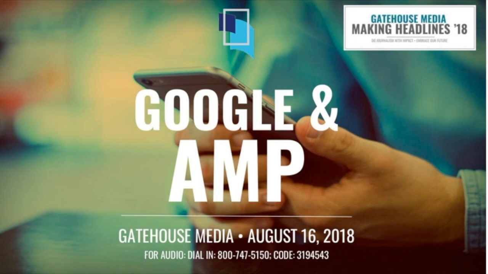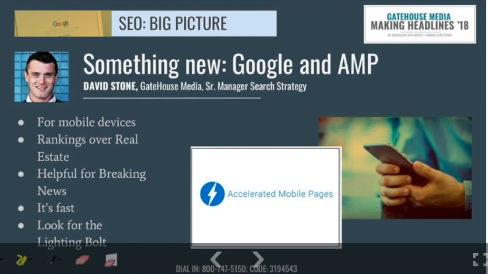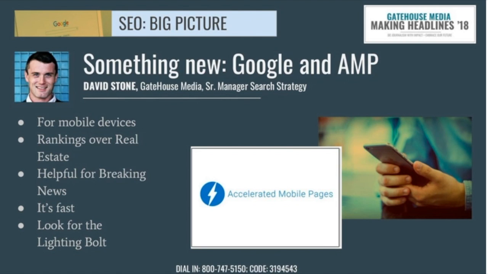Now on to AMP, which for most folks, they understand what that already is. This is a huge addition to the Gatehouse arsenal, correct? That's correct. And again, Google using technology to drive traffic has really seen a shift in the last couple of years. I know AMP came to Gatehouse, I believe, in April. But for those of you who just want a few bullet points on it, it's for mobile devices. That's where you're going to see that lightning bolt. It's real estate over rankings is actually how I would say that.